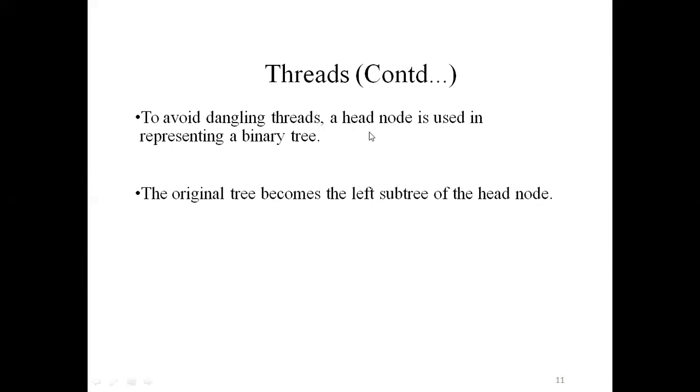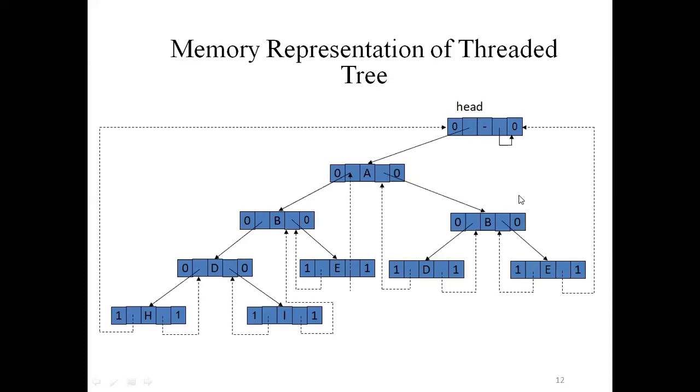So it is not that kind of head node. It is just a dummy node you can consider. And the original tree, the whole tree, will become the left subtree of the head node. So see how it will look. So this is your original tree, and this is the newly added head node, or you can call it a dummy node. As it is a head or dummy node, it is not holding any data.